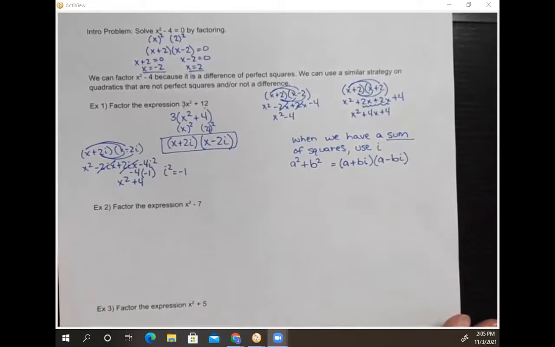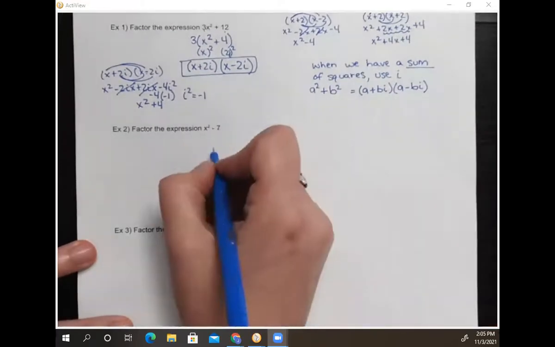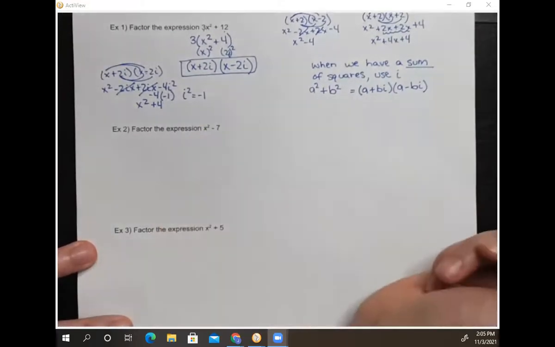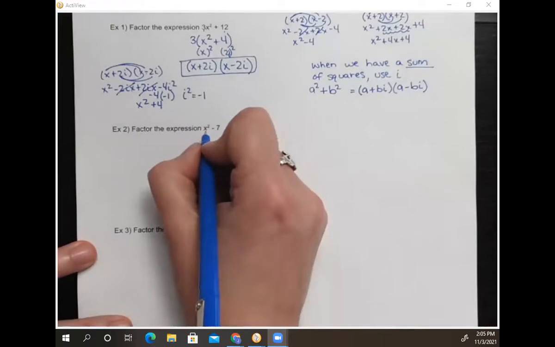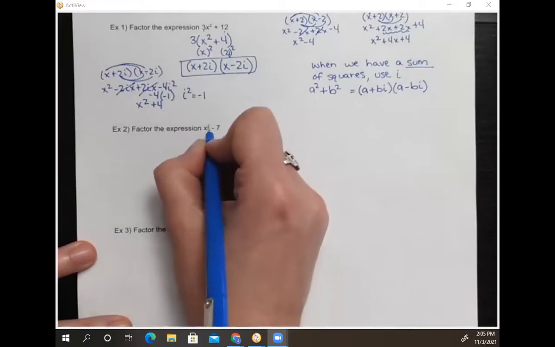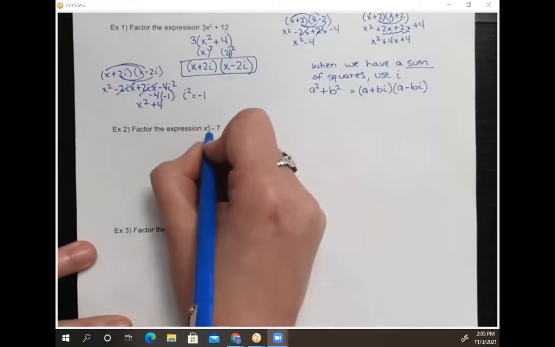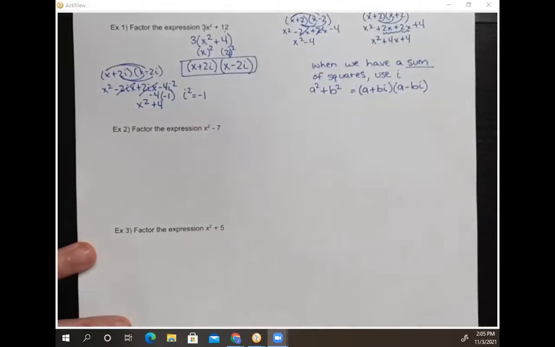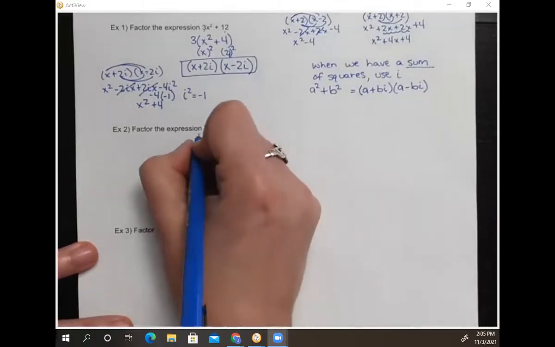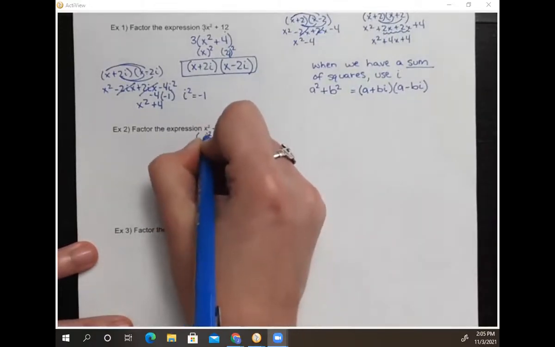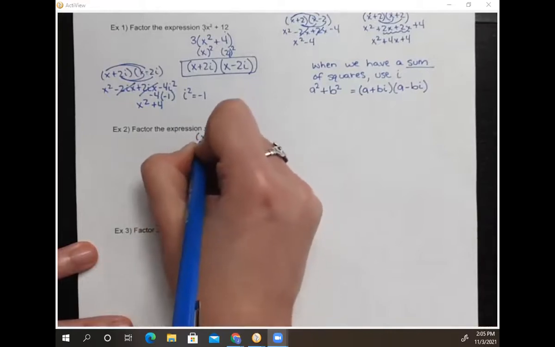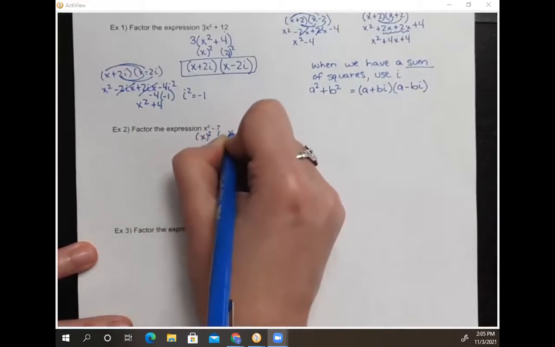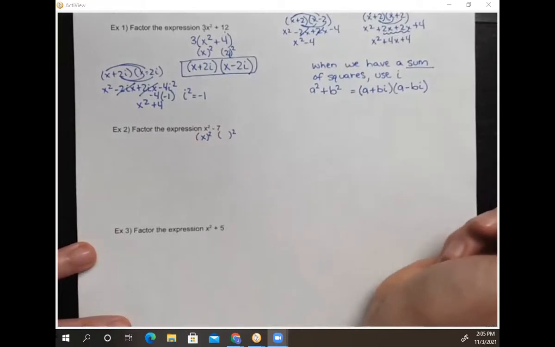Now let's take a look at an example where I have a difference, but I don't have perfect squares. So if we take a look at example 2, I've got x squared minus 7. So I've got two terms, even degree binomial, subtraction, difference of squares is what I want to think about here. So I want to know, what did I square to get the first term? Well, that would be x. And then I'm going to ask, what did I square to get the second term? Well, what would I square to get 7?